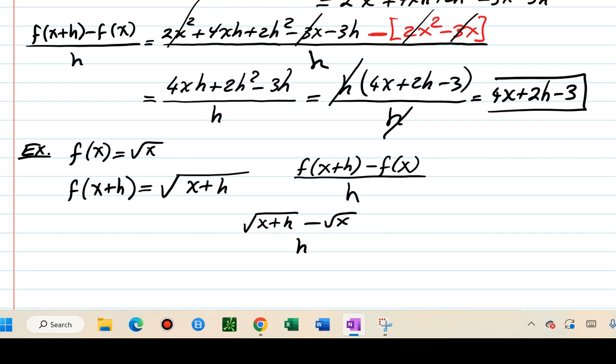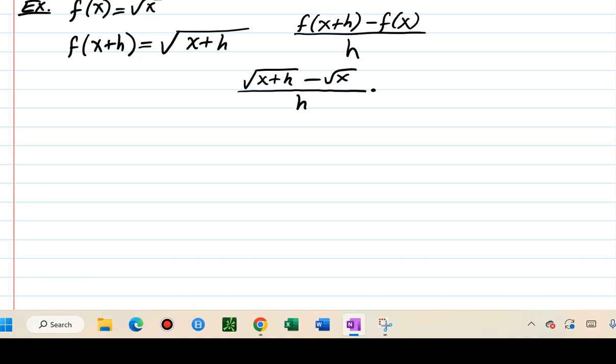Now, see if we can simplify this one. So this is just a definition. Now let's see if I can simplify this. To simplify this, I'm going to multiply the top and the bottom by the conjugate of the numerator. Remember, the conjugate of binomial a plus b is a minus b, and vice versa. So I'm going to multiply. A is root of x plus h, and b is root x. Conjugate means that has to be positive. And to be fair, I have to do everything to the top and the bottom the same way.